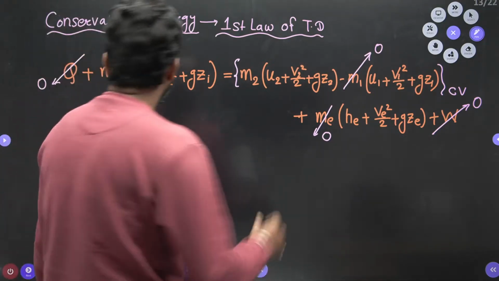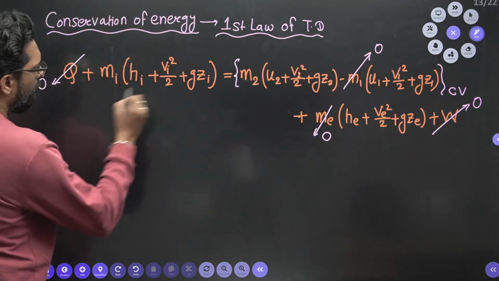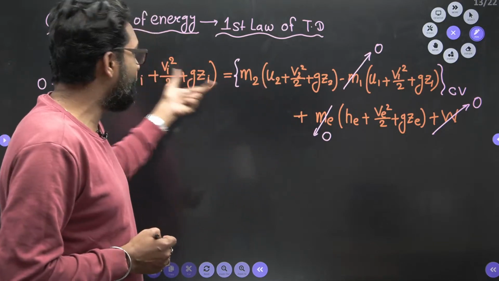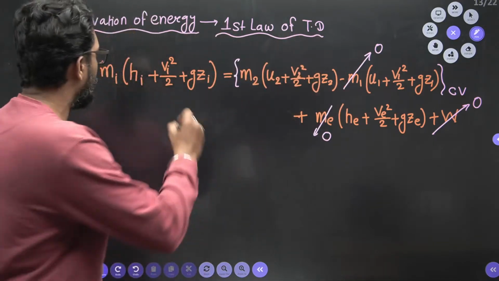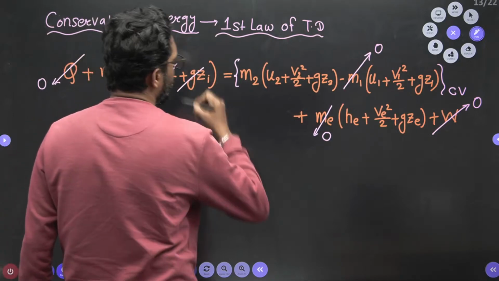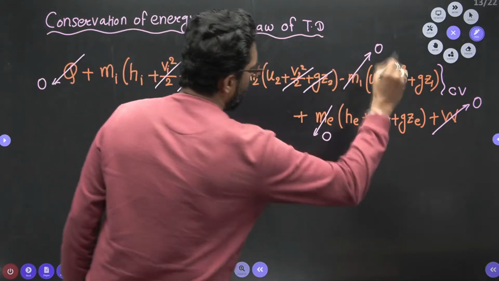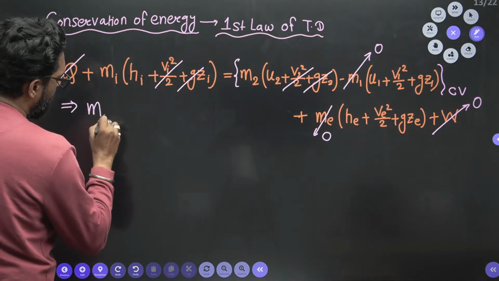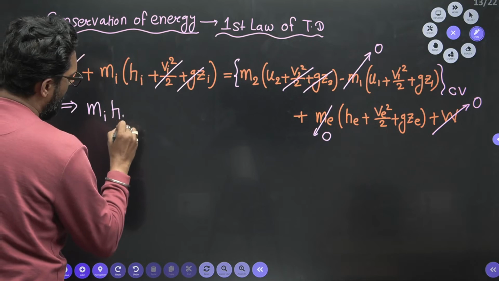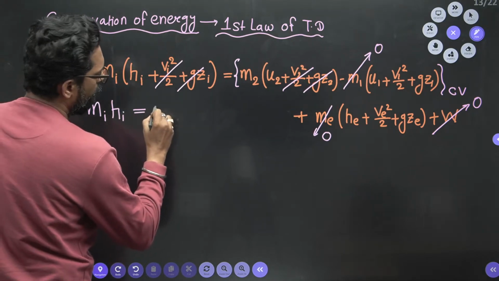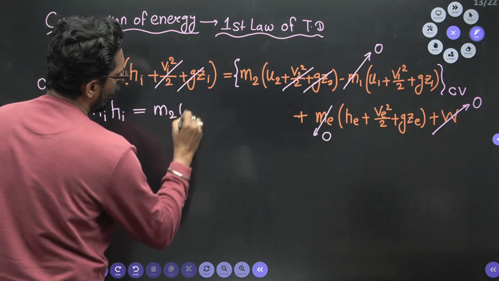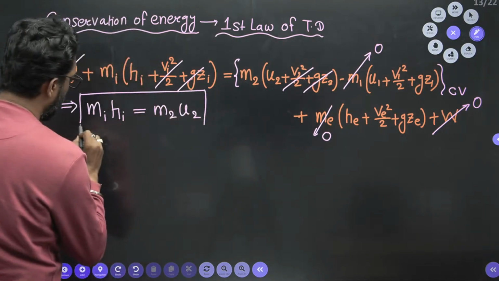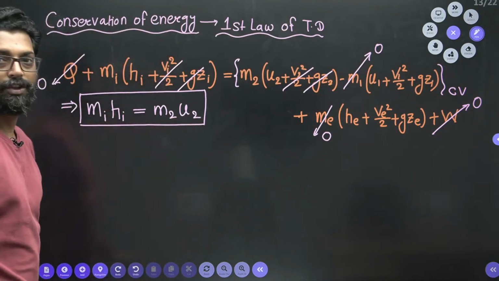Okay, so there is no mass. Now if it is not given, we have to take the change in kinetic and potential energy as negligible. So what is that, beta? Mi Hi is equal to M2 U2. This is according to conservation of energy. So this is your equation number first.